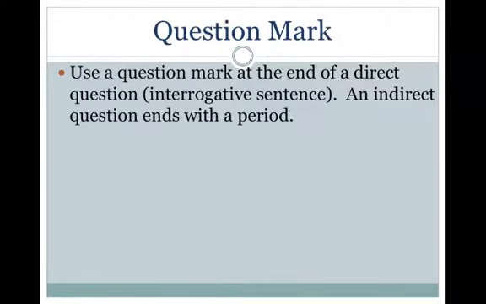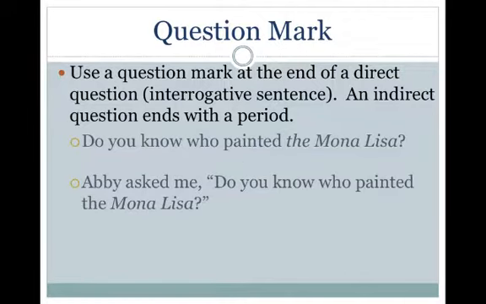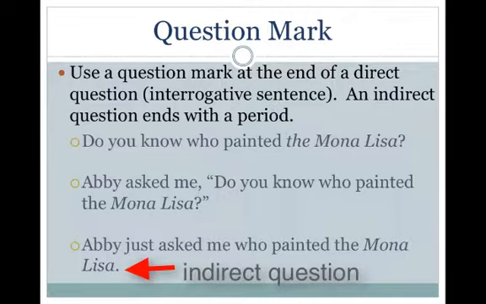Question mark. Use a question mark at the end of a direct question, interrogative sentence. An indirect question ends with a period. Do you know who painted the Mona Lisa? This sentence ends with a question mark. Abby asked me, "Do you know who painted the Mona Lisa?" Same thing, end with a question mark. Abby just asked me who painted the Mona Lisa. This one ends with a period since it's an indirect question.